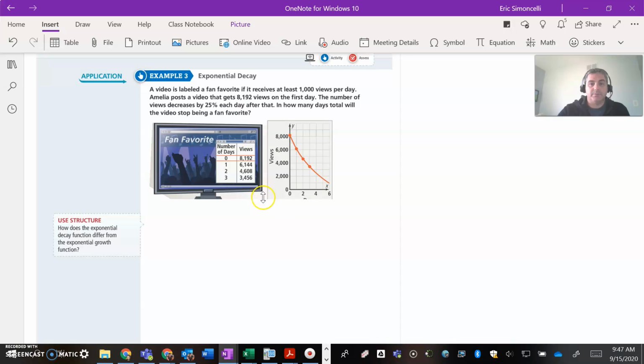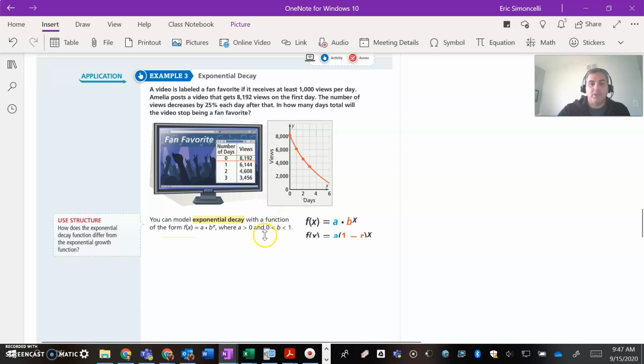There's your function. Okay, 0, there's a number of views. 1, and so on. The number of days and then the number of views, as you can see. So 0, 8,192, and then after that we're looking at a decrease of 25%. So we can model this.